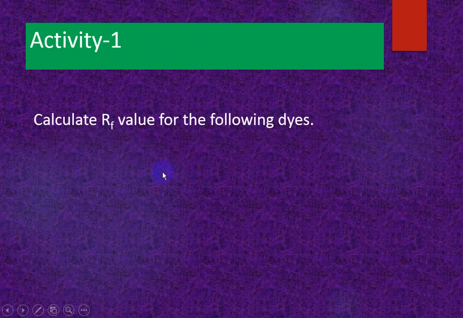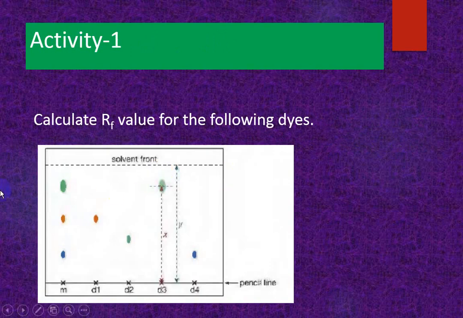Activity 1: calculate the Rf value for the following dyes. These are the dyes C1, C2, C3, C4. The solvent travels this far. We calculate the Rf values. After the colors have moved, they are no longer at the beginning of the filter paper. When we use color and the color moves, the solvent moves. This state of the filter paper is called a chromatogram.